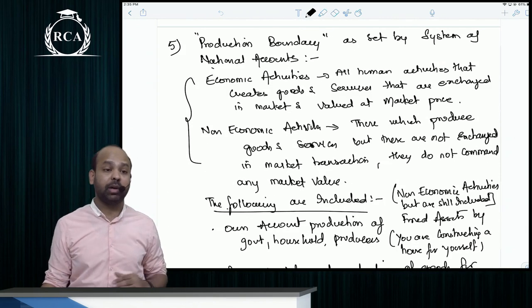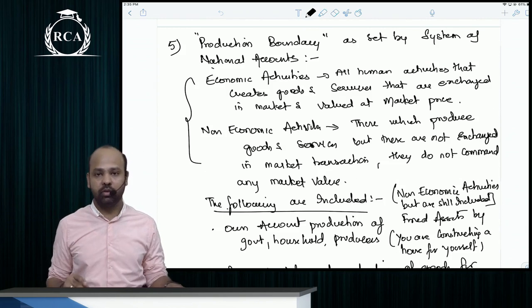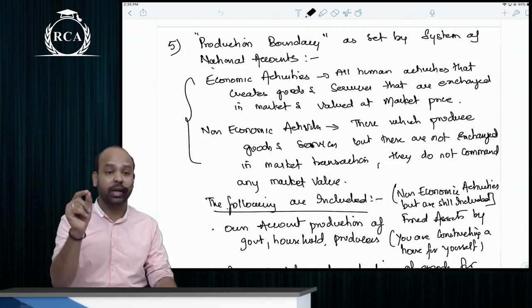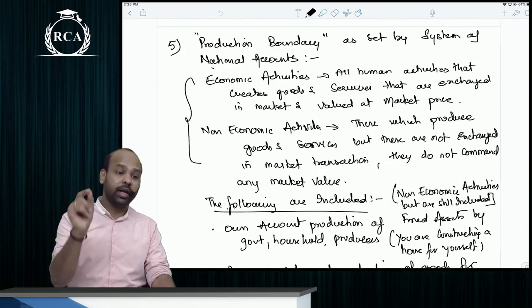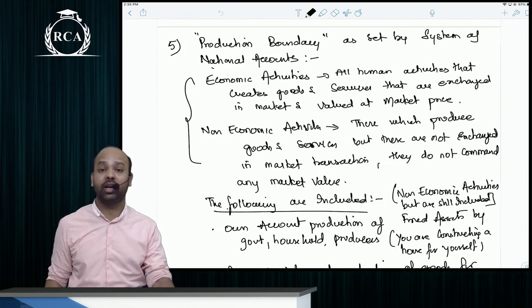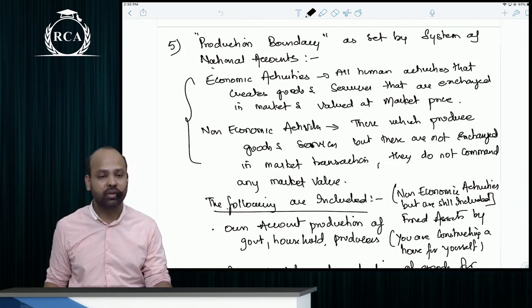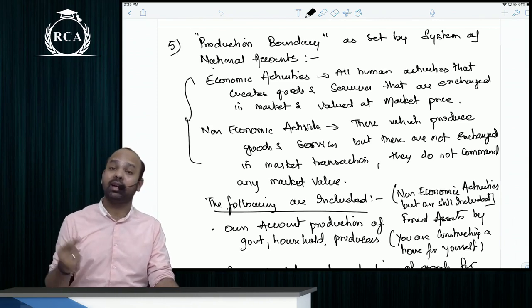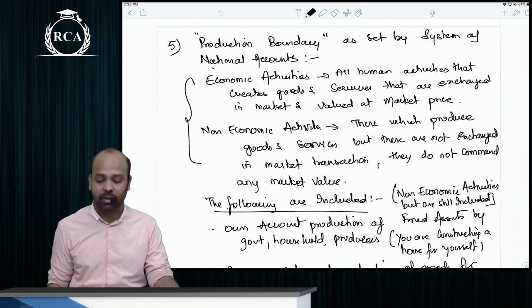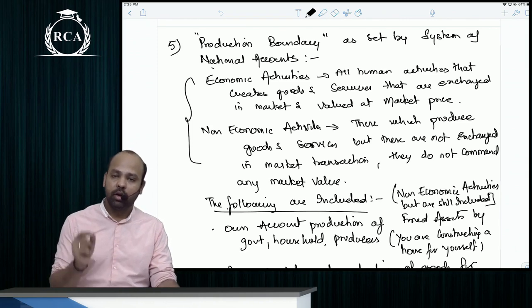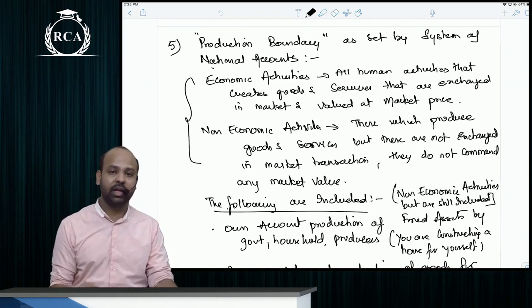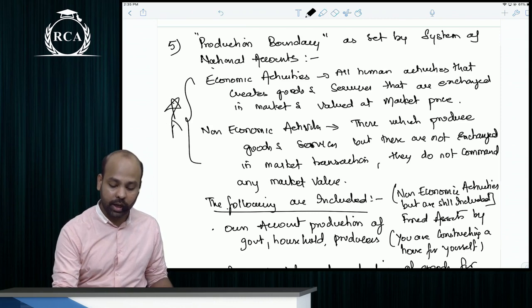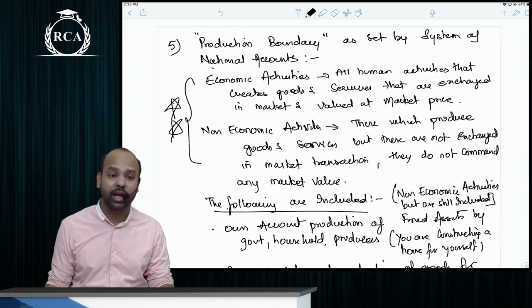There is a production boundary that is set by the System of National Accounts. There you should know the definition of economic and non-economic activities. It is very important to know the difference between economic and non-economic activities. They can ask this in the examination. Economic activities are all human activities that create goods and services that are exchanged in the market and valued at market price. All human activities, they will ask this in the examination. This is important.